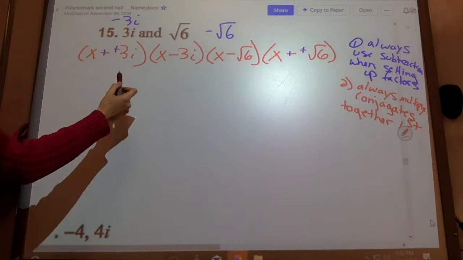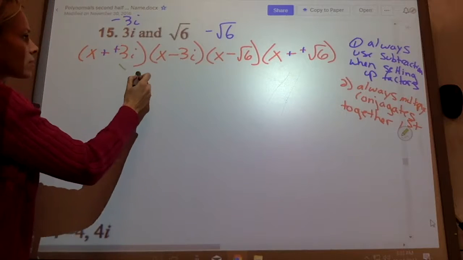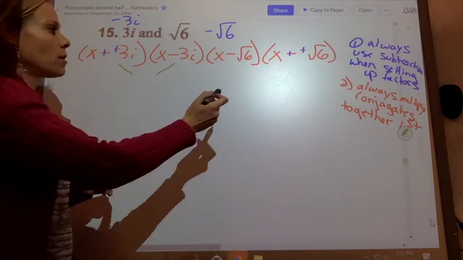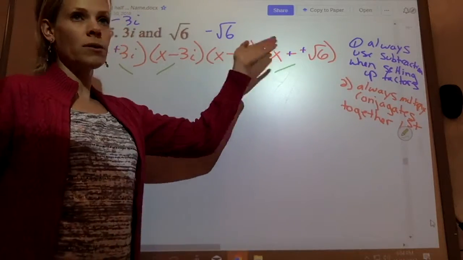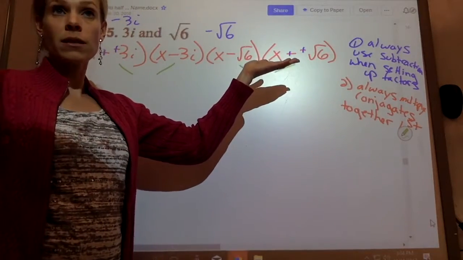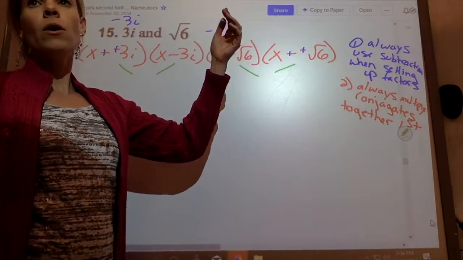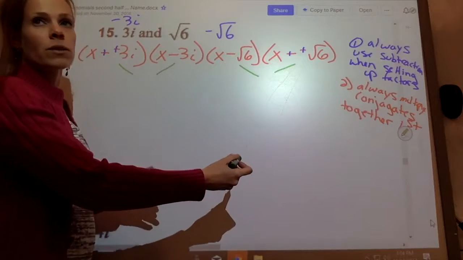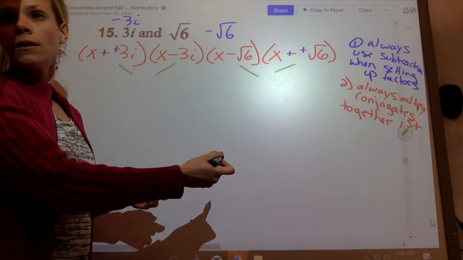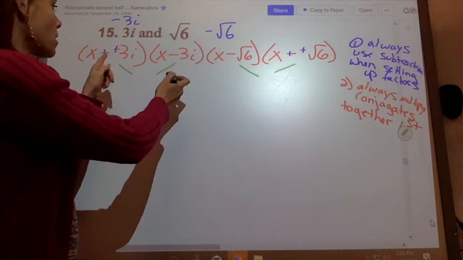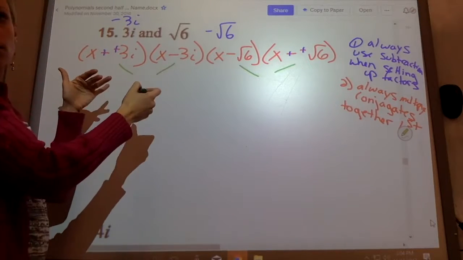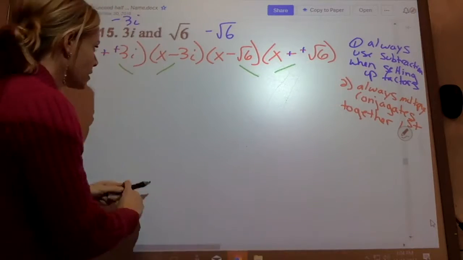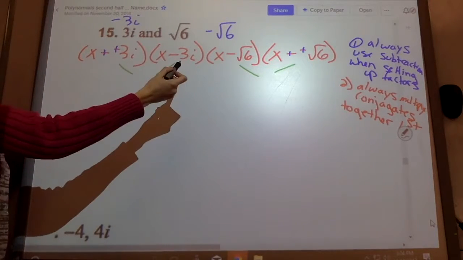Why? Because if I multiply these two together with a FOIL, my i's will cancel out. And then when I multiply these two together with FOIL, the square roots will cancel out. You cannot have a polynomial with i's and square roots in it. If you have a polynomial with an i or a square root in it, it's not a polynomial. Okay? So you always want to multiply the conjugate pairs together to get rid of the i's and square roots. Okay? And since I have a binomial with binomial, I can FOIL.